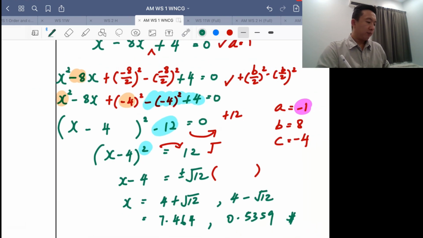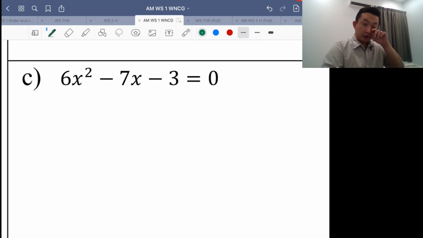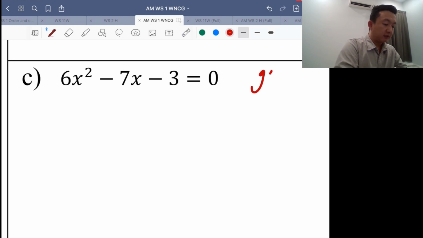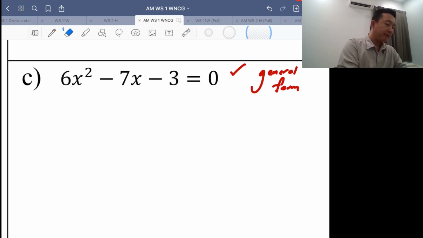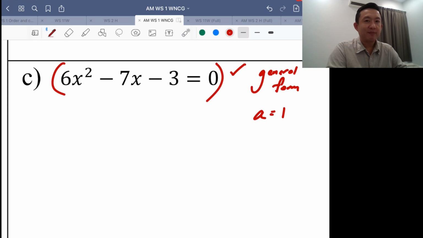Okay. So one more example with this one. Now the first thing, what do we need to check? We need to check whether it is in general form. Is it ax squared plus bx plus c? Yep, this is in general form. The second step is a equals 1, but a equals 6, not 1. So what you need to do here is, how do you turn 6 to be 1? You can only multiply and divide. So divide everything by 6.